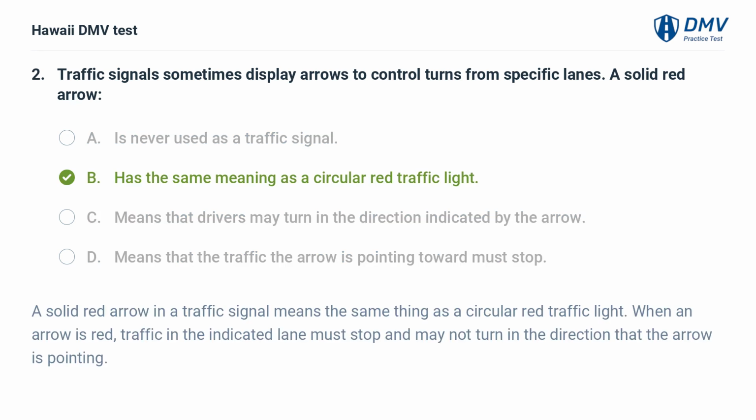B, has the same meaning as a circular red traffic light. A solid red arrow in a traffic signal means the same thing as a circular red traffic light. When an arrow is red, traffic in the indicated lane must stop and may not turn in the direction that the arrow is pointing.